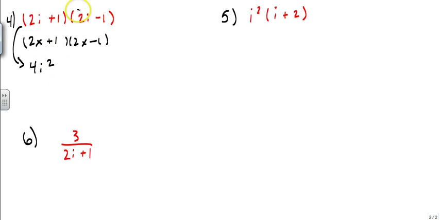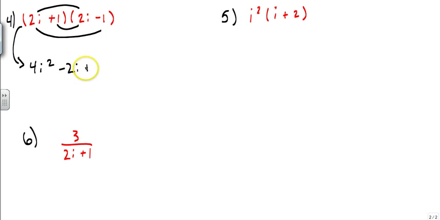So that would be first, outside, inside, last. I'm going to FOIL this. So I'm going to erase this. You see that? I did first already. Now I'm doing the outside. So that's minus 2i. Now I'm doing the inside. That's plus 2i. And now I'm doing last. Minus 1.